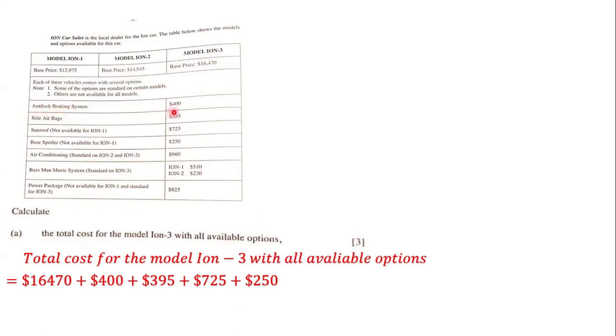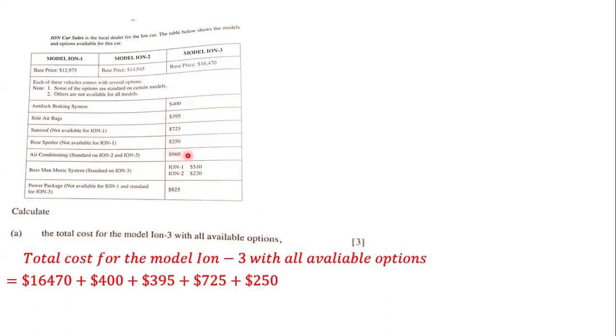because 400 is for the anti-lock braking system. That's $400. Then we have $395, and $395 is for the side airbags. Next, we have $725, and the $725 is for the sunroof. Next, we have $250, and the $250 is for the rear spoiler.